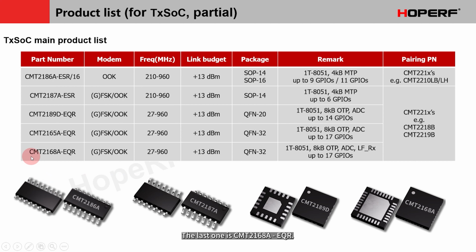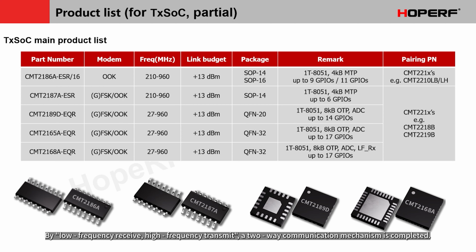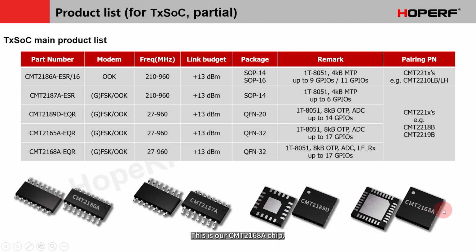The last one is CMT2168A EQR. Compared with the previous CMT2165A, it has an additional low-frequency receive function. This low-frequency receive function can achieve low-frequency wake-up. By low-frequency receive, high-frequency transmit, a two-way communication mechanism is completed. This is our CMT2168A chip.